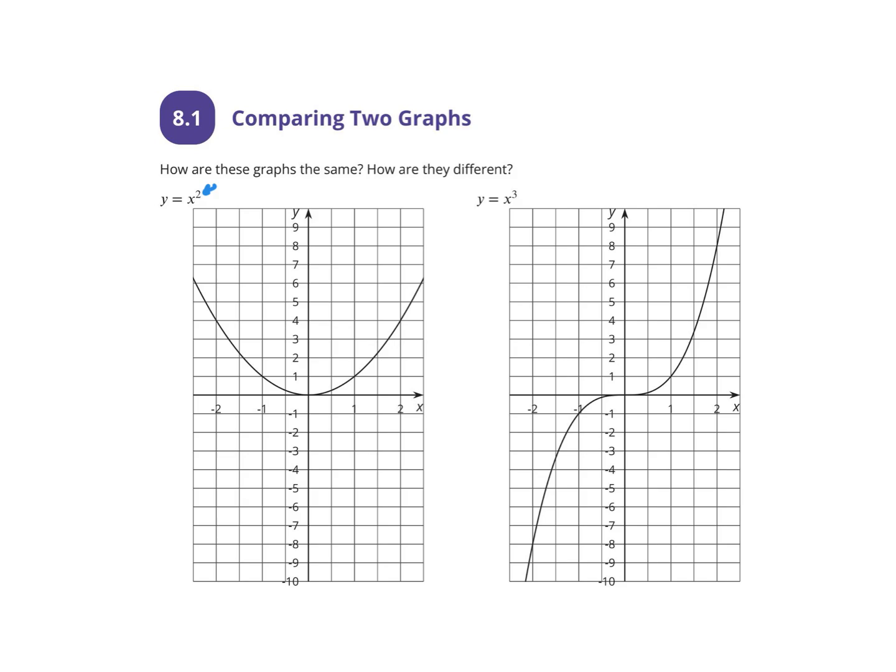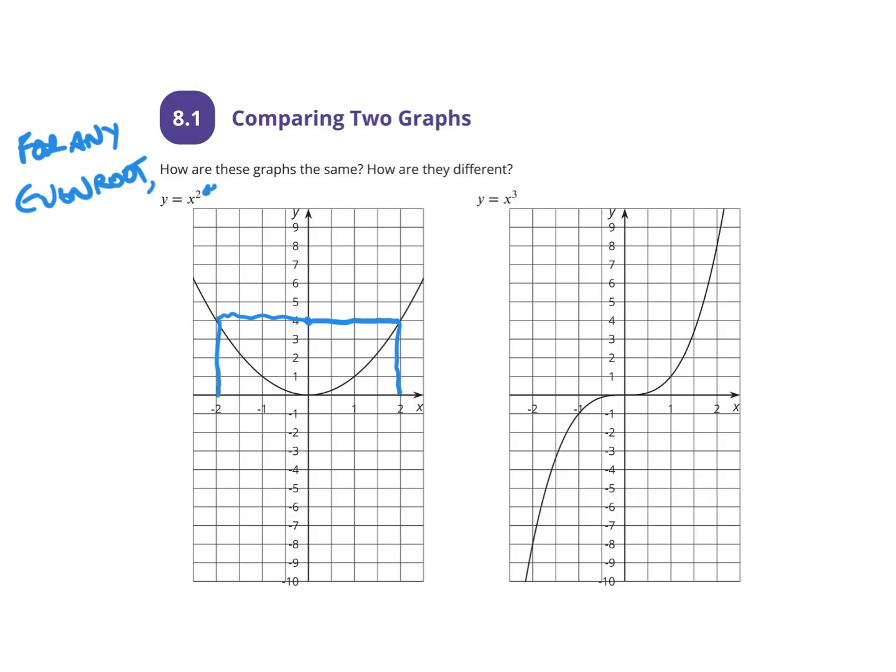So, for any even root, if you take the root, let's pick a number like 4. If you go over to the graph, you have a positive answer and you have a negative answer.